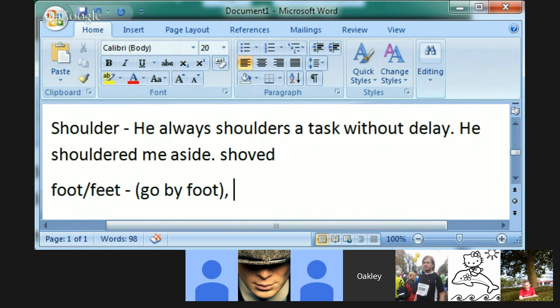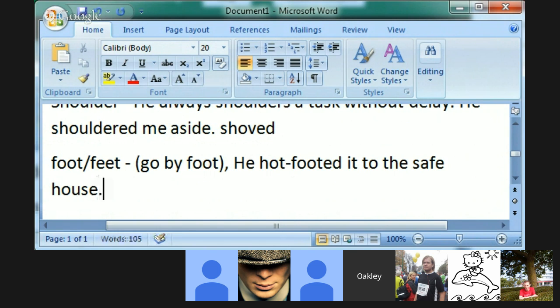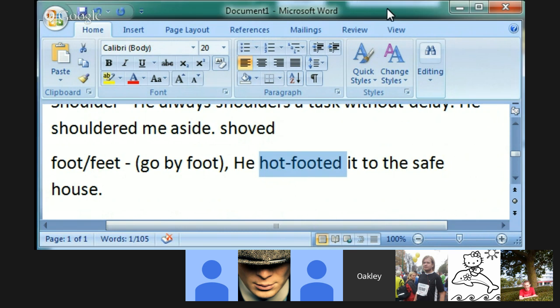On the other hand, I do have to say there is a hyphenated verb. I think he hot-footed it to the safe house, maybe. What would that mean, hot-footed it? Ooh, that's one you may not know. Can you guess, Sasha, the meaning of hot-footed? I have no idea.